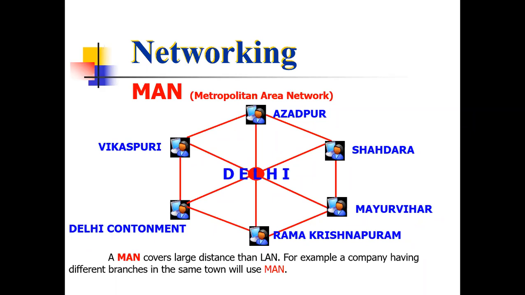A MAN covers a larger distance than a LAN. For example, a company having different branch offices in the same town will use a MAN. This connectivity uses a leased line between the offices. A leased line is nothing but a dedicated line provided by a vendor, maybe BSNL, from one office to another office. Does somebody have any question?